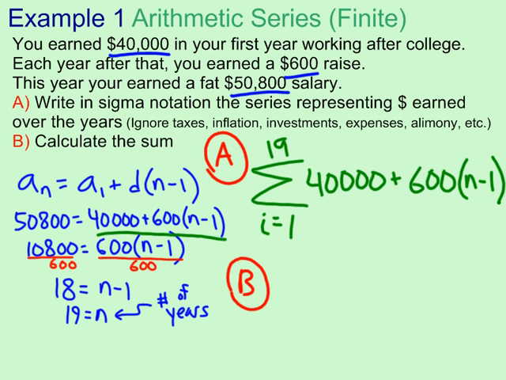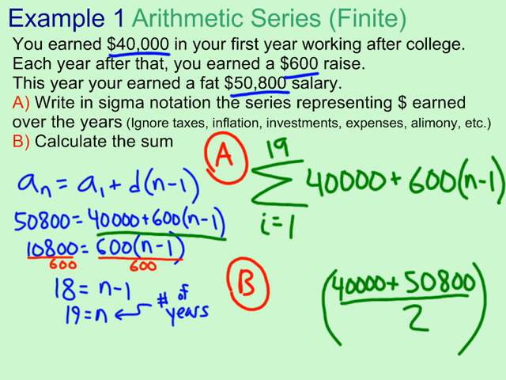Part B, pretty straightforward. That's where I'm going to use that formula from the previous page. And again, I hope you don't feel like you're memorizing this. I hope this just makes sense that I'm going to take the average of all the salaries for all those years. And for arithmetic sequences, the average of all the salaries for all the years is the same as the average of the first and last year's salary. So if I just take the average of the 40,000 and the 50,800, that's the average number for all the years, multiplied by the number of years, which we determined is 19, and that is going to give me the total sum.